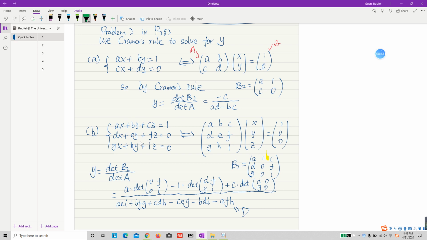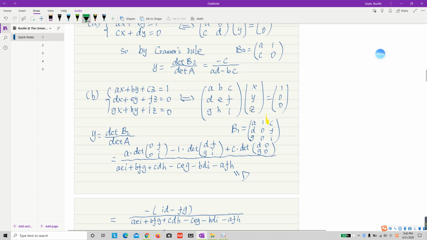For part b, this linear system is equivalent to this matrix A times the vector equals b. We also only need to know y here. So y is the second entry of this solution vector, and we also only need to know B2. B2 is obtained by replacing the second column of A by b. b is (1, 0, 0), so we replace the second column by 1, 0, 0, and we get B2.